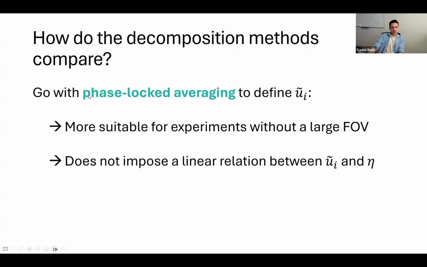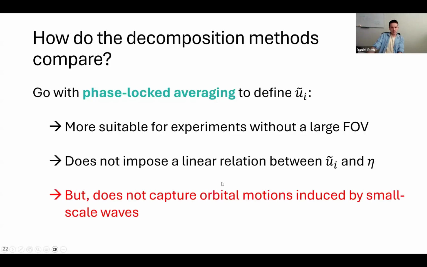Another benefit here is that we're not imposing a linear relationship between the orbital velocity and the surface elevation. But a drawback is that it's not going to capture the orbital motions that are induced by smaller scale waves. This is because with the Hilbert transform, we're getting a single value of phi and a single amplitude that we're assigning to a point, so it's really looking at just the most prominent wave mode.